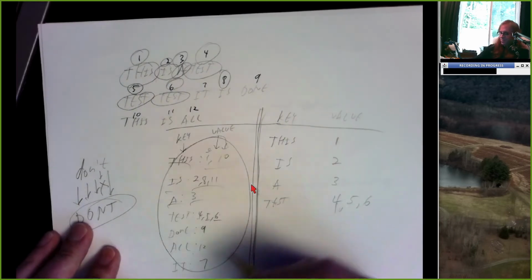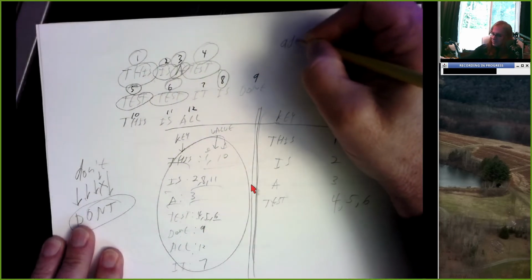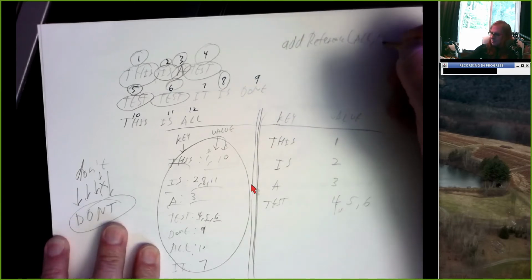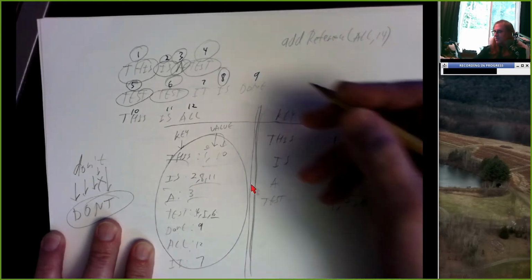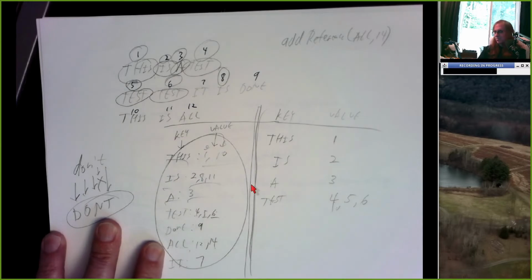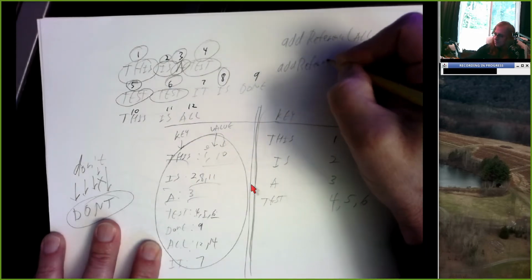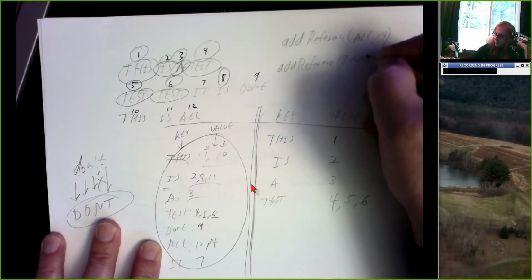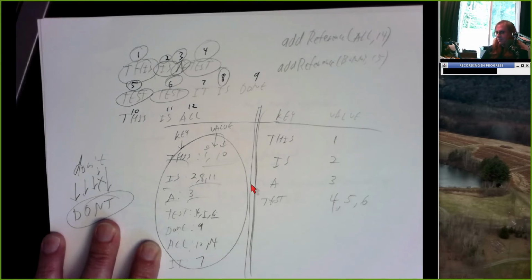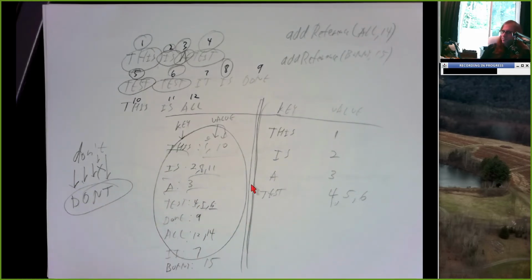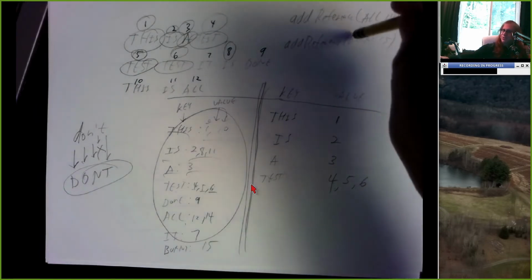So if this is my linked list right now, and I say addReference, all, comma, 14, what should happen when this method runs is it should put a 14 right here. Right, find the word all, there's a linked list, put a 14 on the end. And if I say addReference bunny, comma 15, the end result of that is I should have a new word in my hash called bunny with a linked list containing a single number, which is 15. So addReference, that does all the work.